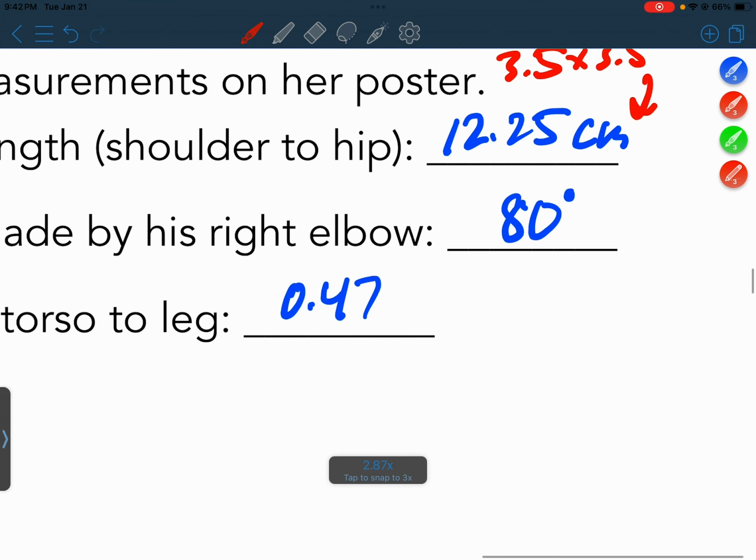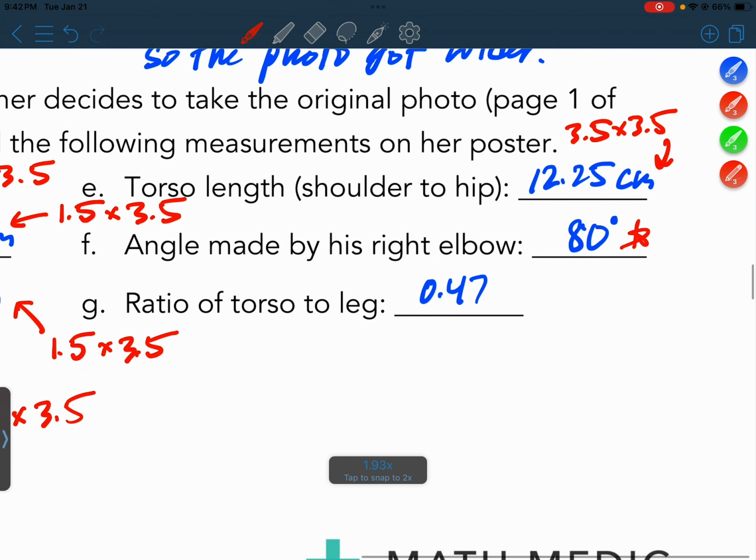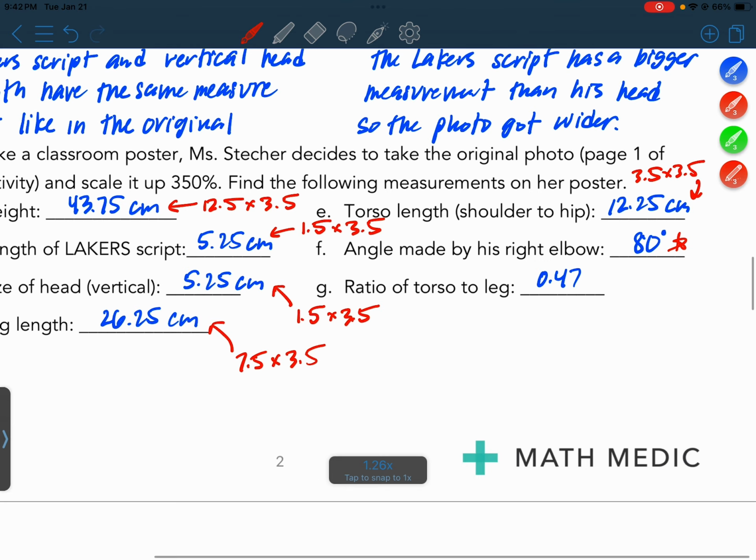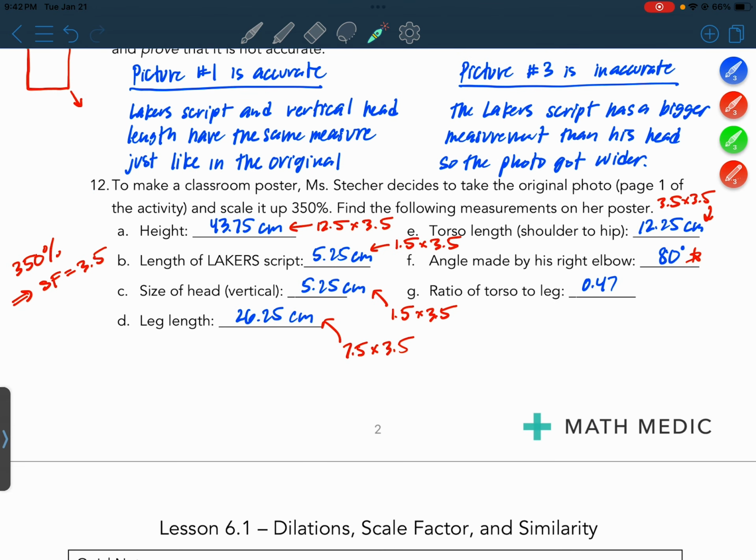All right, the angle. Remember that's not going to change. The angle stays the same when you dilate or enlarge an image. And then the ratio. Well, the ratio is going to be the same. If I take the torso to leg, if I take this and divide it by that, I get the same ratio that I got every other time I looked at the torso and the leg. It's this 0.47 ratio. So those two things stay the same. Angles and ratios stay the same, but all the other length measurements will change, get multiplied by your scale factor.